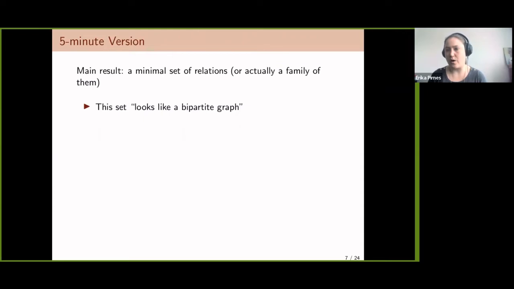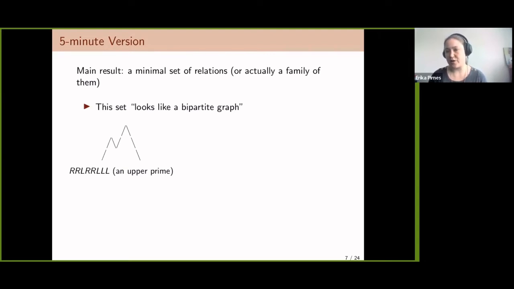My main result is that I give an explicit minimal set of relations, or actually a family of these minimal sets of relations. And in quotes, the set looks like a bipartite graph. I'll explain what that means. We have two different kinds of special words. Here's an example of something I call an upper prime. Prime because it has a very strong analogy with prime numbers.